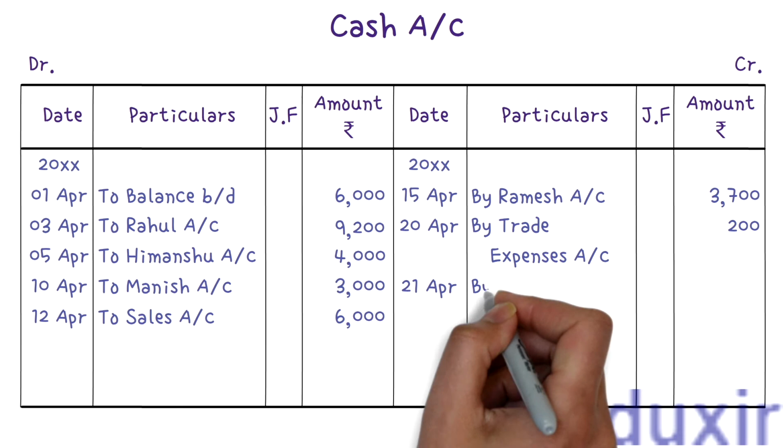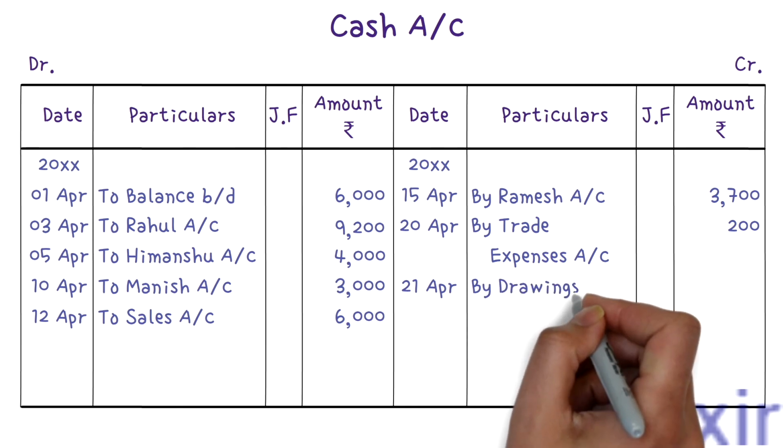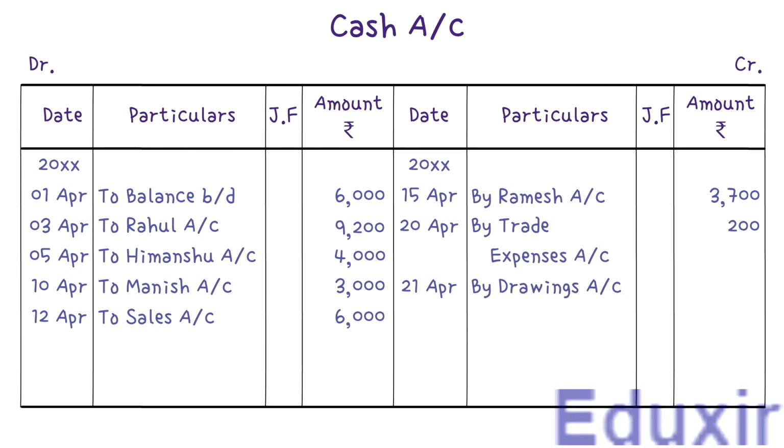Let us then write by drawings account into the particulars column. Let us then write the credit amount of 1000 rupees in the amount column. With that, we have completed the posting of this journal entry into cash account. Let us now take up the next entry.